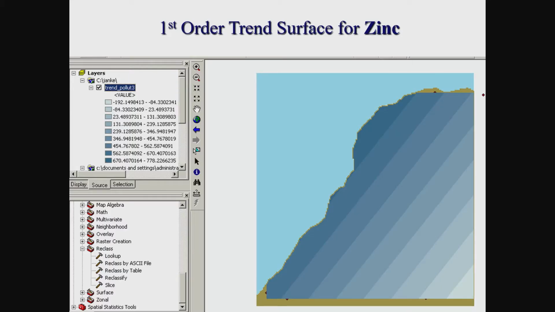So here's a first order trend. See how it's only going in one direction. Basically, the utility of this is that it tells us, hey, as we get closer to the water, the trend is that pollutant number 3, which I think is still zinc, yeah, it is still zinc, increases as we get closer to water. We can see it as a pattern.